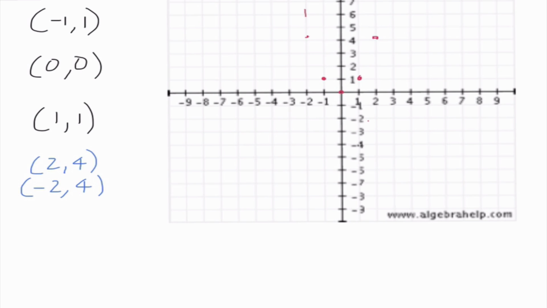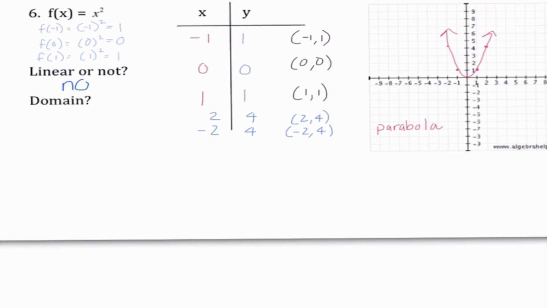And when I connect these, it actually forms what looks like a U shape. And we call this graph a parabola. We are going to learn a lot about parabolas this year, and we're going to learn more specific stuff about it. Okay, but that is the general look for that. So now we need to determine, is this linear? And we're going to say no, it's not linear.